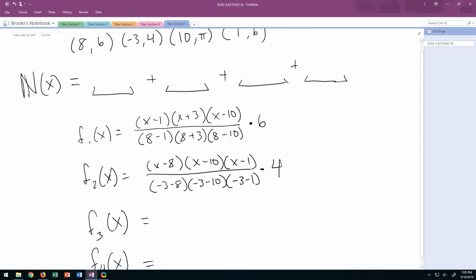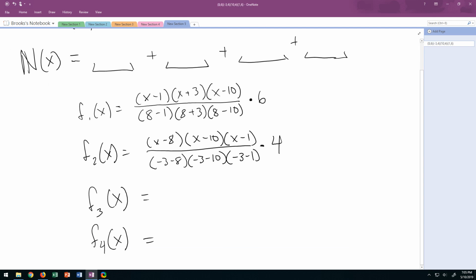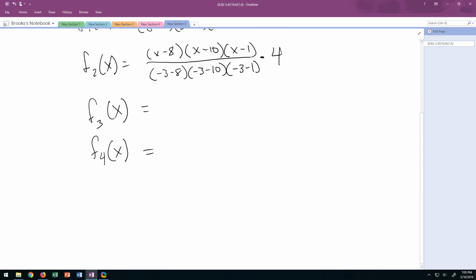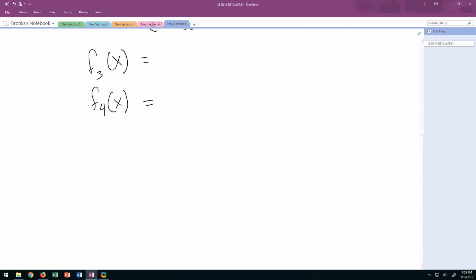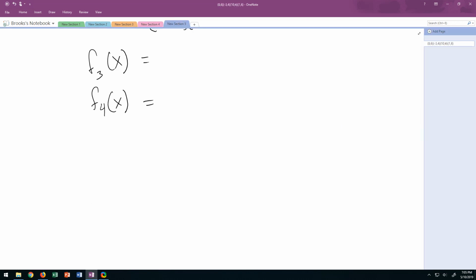I'm not going to go through these rote calculations, because I think you've got the picture of how to construct these polynomials. It's actually fairly simple once you think about it. So now I'm going to jump straight to the closed form, the most compact form.